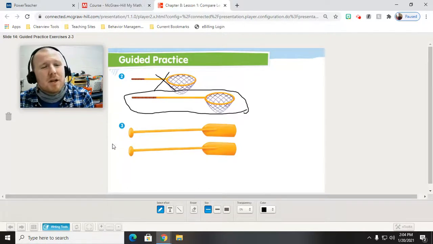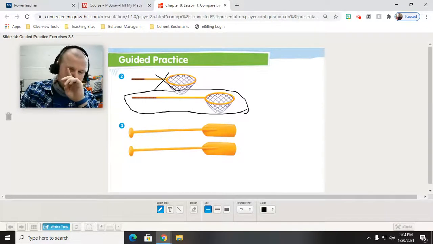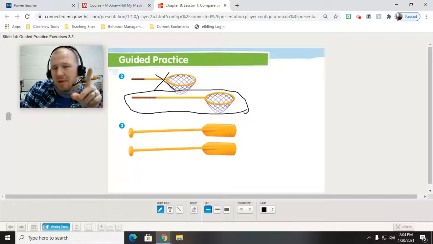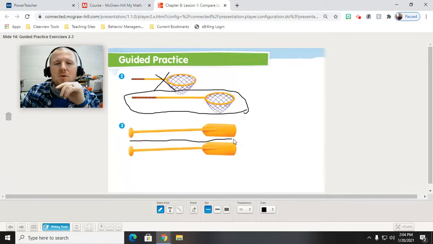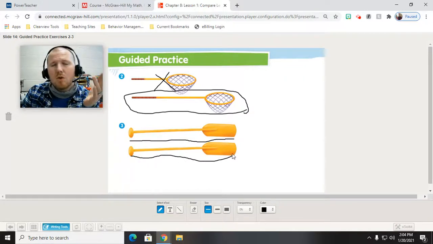Now, number 3, they're trying to trick you. But here's the deal. If they are equal in length, and we know the word equal, which means the same, if they're equal in length, then we just underline them. So I'm going to underline this oar, and I'm going to underline this oar. They're usually called oars. You can call them paddles as well. But that is what we do. So if something's longer, circle it. If it's shorter, cross it off.